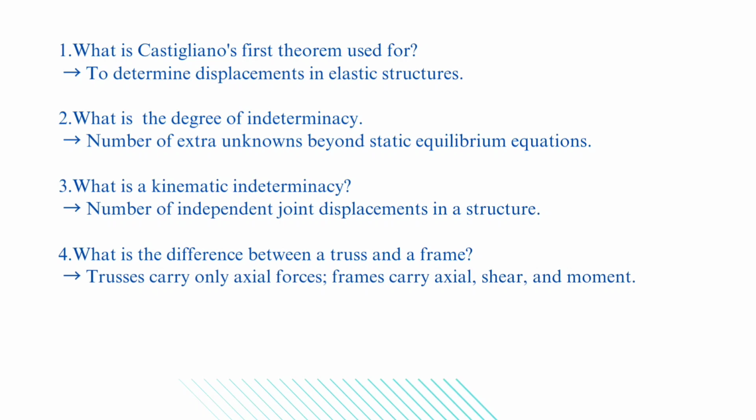Now the next question is, what is kinematic indeterminacy? And the answer is, kinematic indeterminacy is nothing but the number of independent joint displacements in a structure. Now the next question is, what is the difference between a truss and a frame? A truss carries only axial forces, and a frame carries axial forces, shear forces and moments also. So this is the basic difference between a truss and a frame.